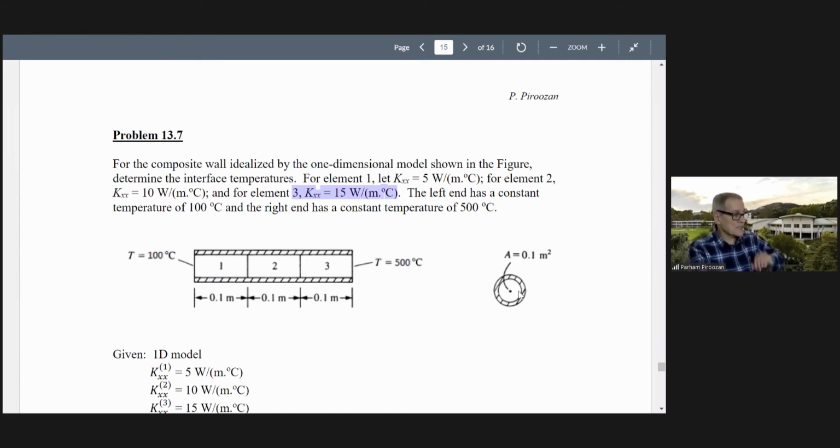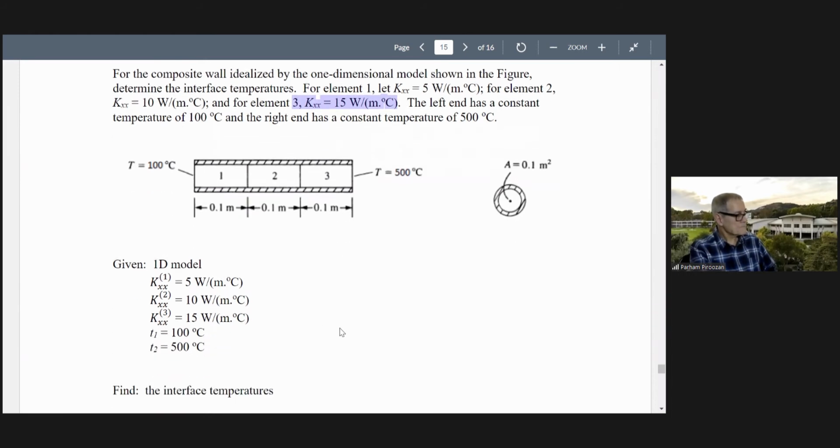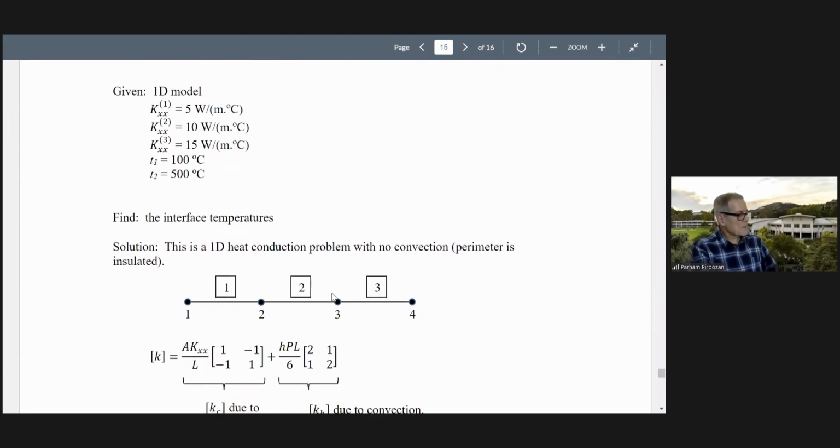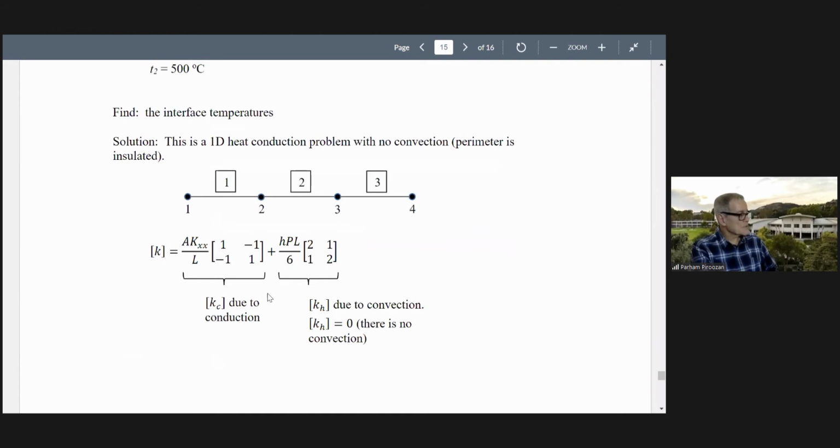And this is the cross section, by the way. This is round, the area is 0.1 meters squared, and it is insulated. When it is insulated, there is no convection from this surface. These are the items given. Our model has 3 elements and 4 nodes.